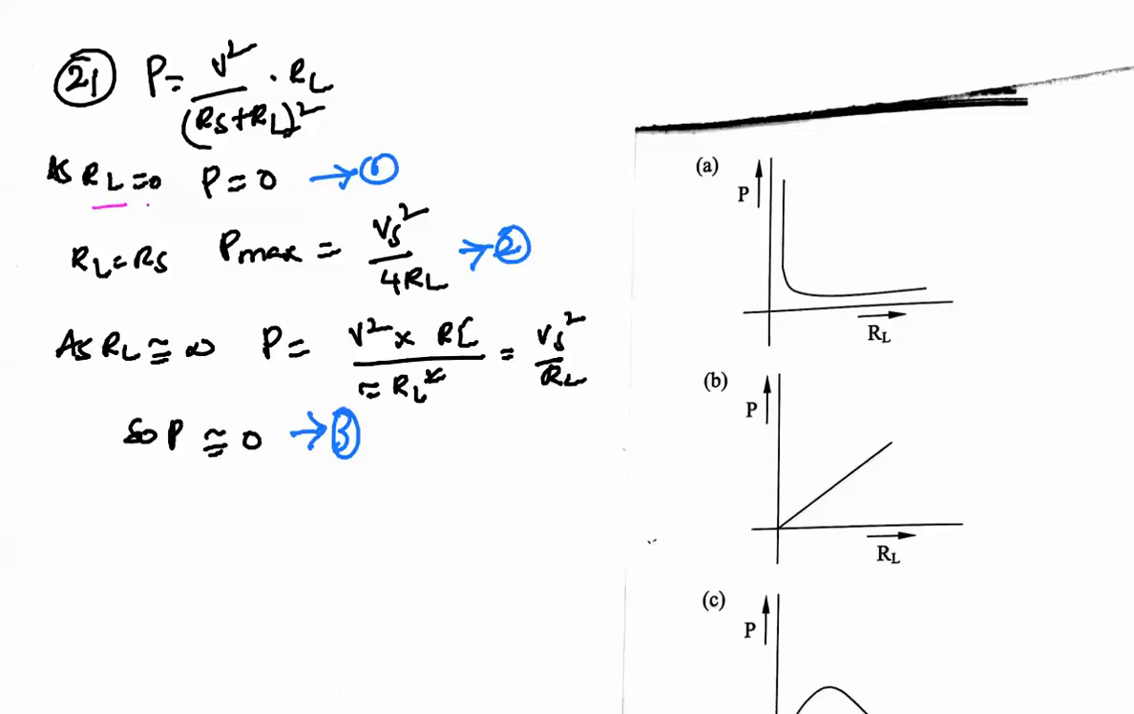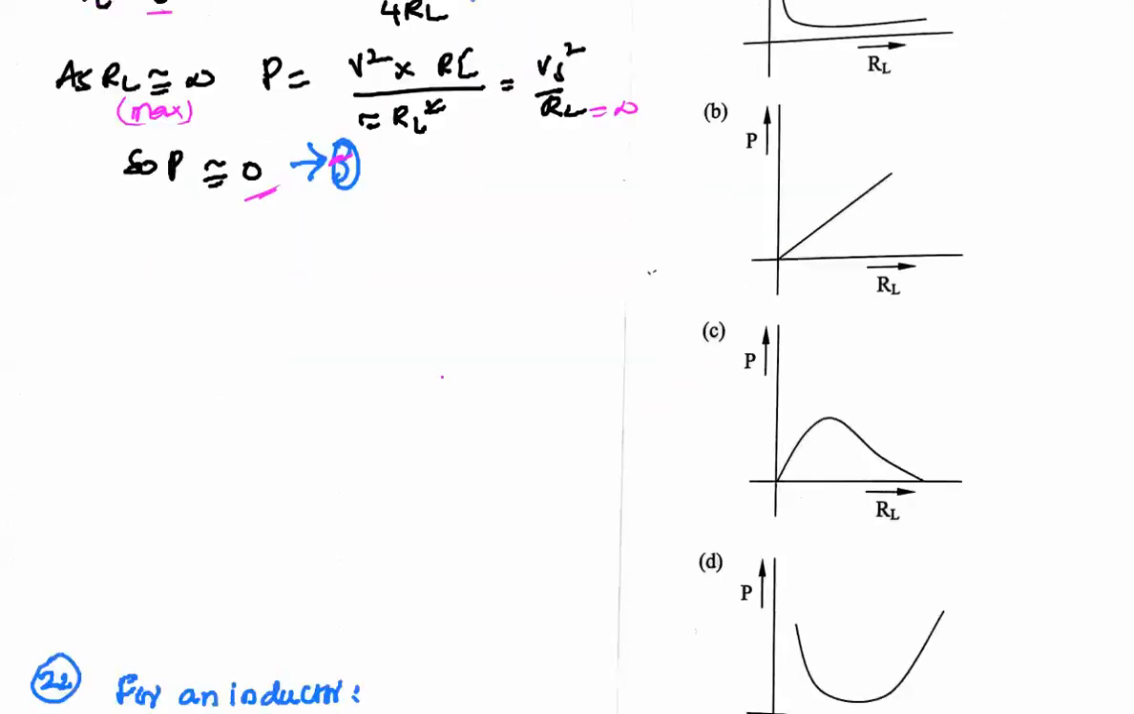So as the load resistance is 0, what will happen? P is equal to 0. This is the first case. When the load resistance is equal to the source resistance, P max is equal to V square by 4RL. And as RL goes to a maximum value, say infinity, V square divided by RL is much smaller, and RL is much more compared to Rs, so we can neglect the Rs here, approximately RL square into RL. So what we will get is V square by RL. As RL is approximately equal to infinity, P is going to be 0.